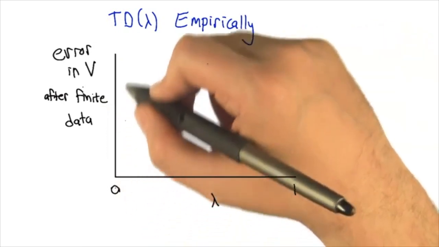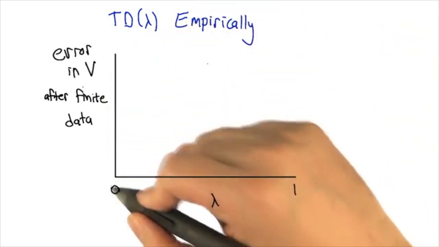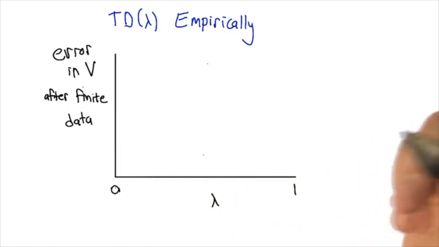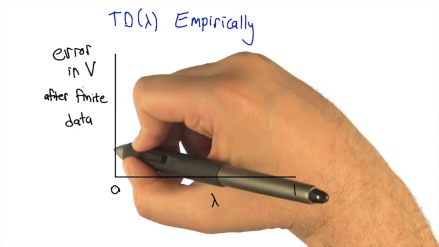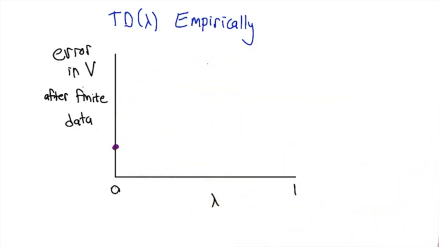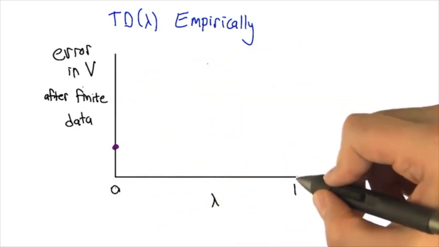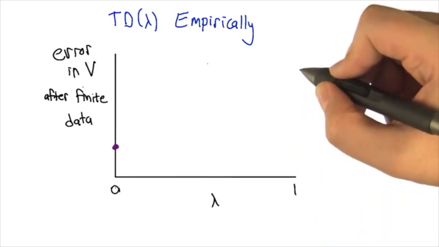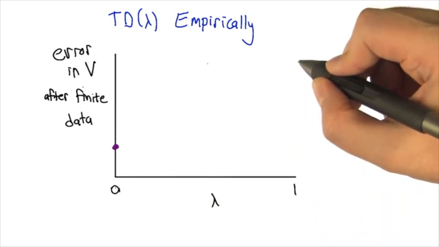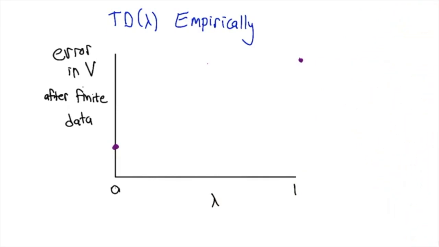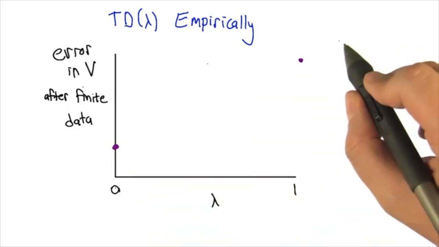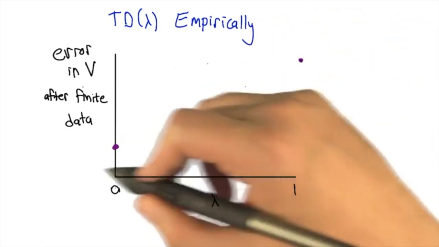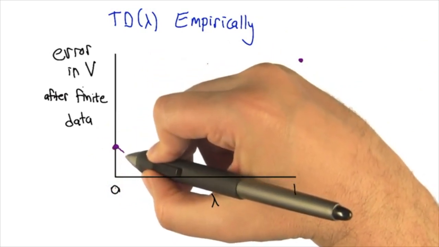So let's say we use lambda equals 0, so we do TD0. After some finite amount of data, there's going to be some amount of error. Now, it turns out empirically, if you play with this, it's pretty typical for TD1 to give you worse error given finite data. And now the important thing is what happens in between. So it could be like a straight line if it was literally interpolating. It could be kind of bowed up, but it's actually typically bowed down.